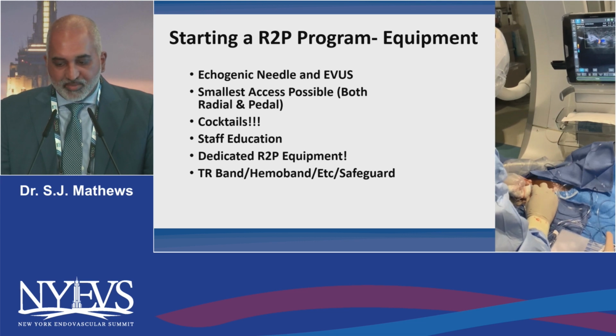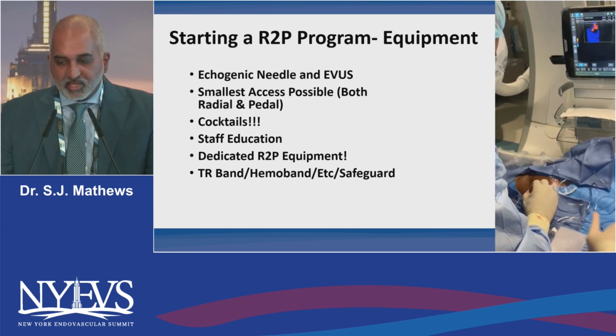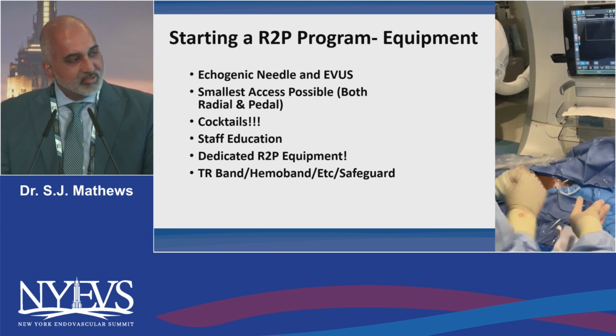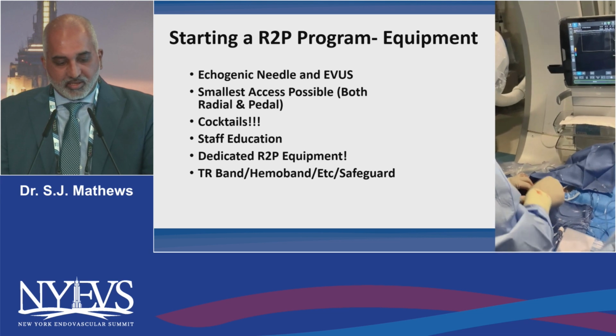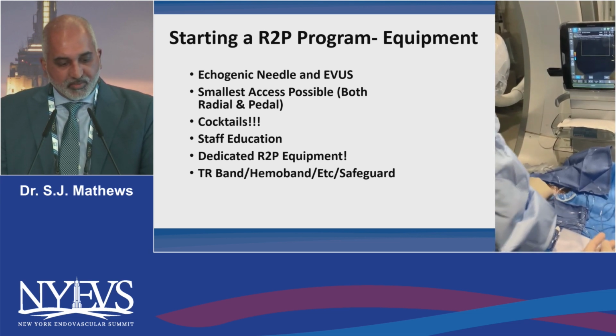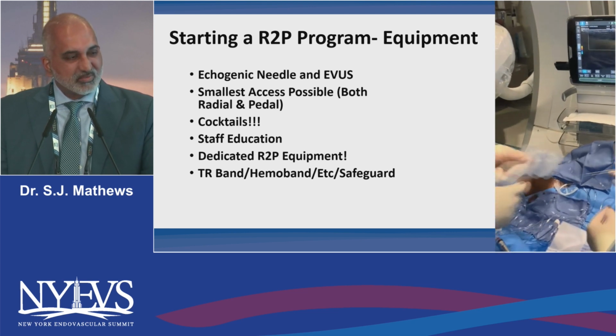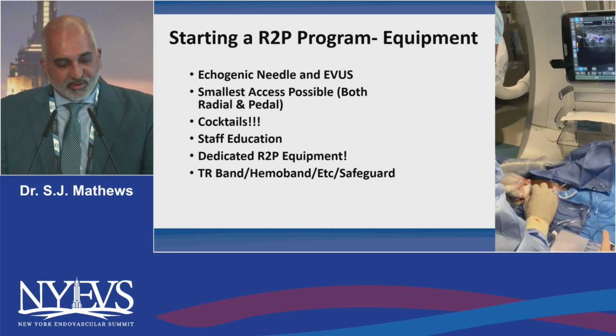So what about equipment as well too? Ultrasound is key. You definitely have to use extravascular ultrasound, use the smallest needle possible, use aggressive cocktails, so a nitro, verapamil, and you can put heparin in the cocktail if you want to or not. Sometimes that burns the wrist a little bit, so sometimes giving the heparin peripherally is better.